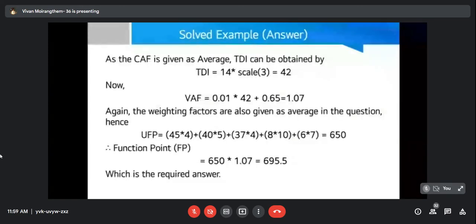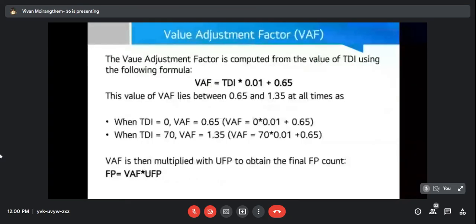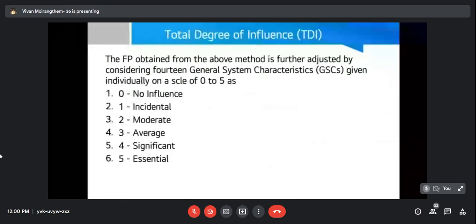So now we were told that our complexity adjustment factor was average, which means that in the scaling that we have, let me just go back real quick. In the scaling that I had shown before, average is 3. Based on this scale, 0 is no influence, 1 is incidental, 2 is moderate, 3 is average. So we have our scaled value as 3.